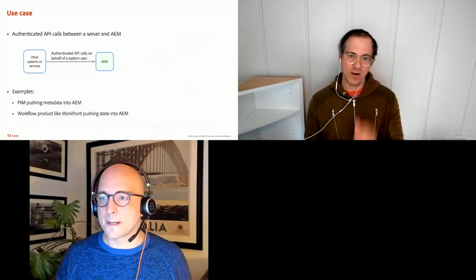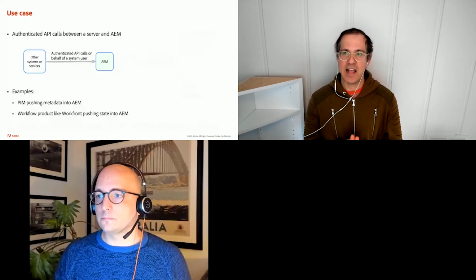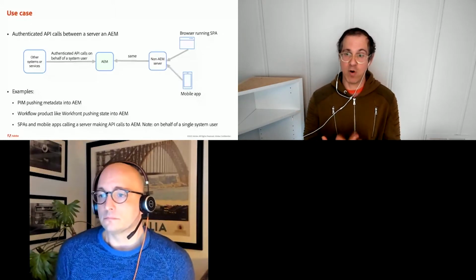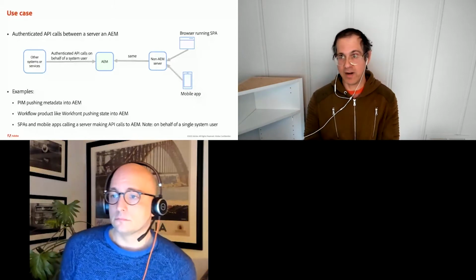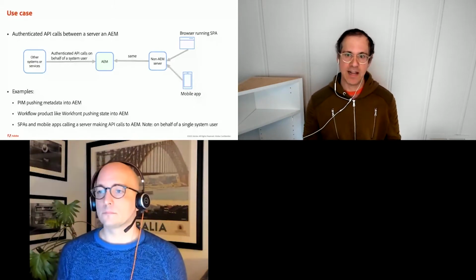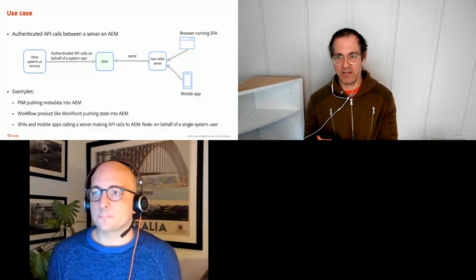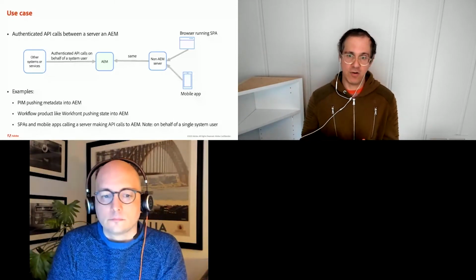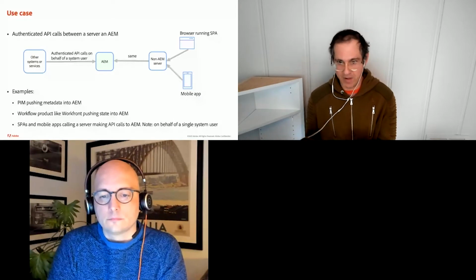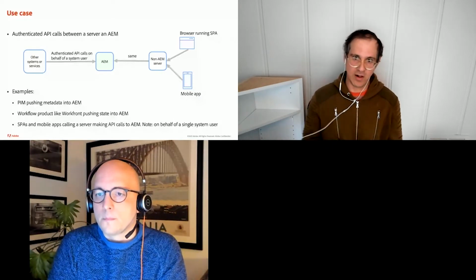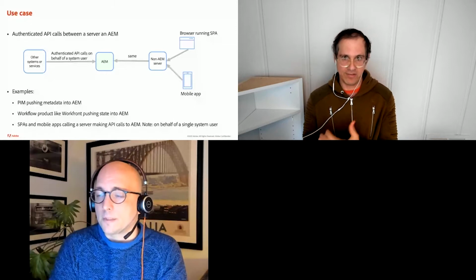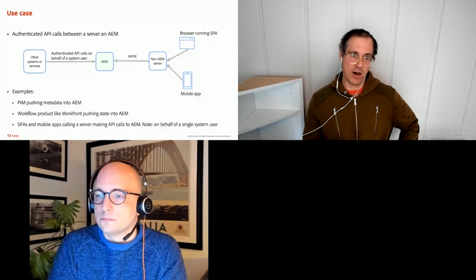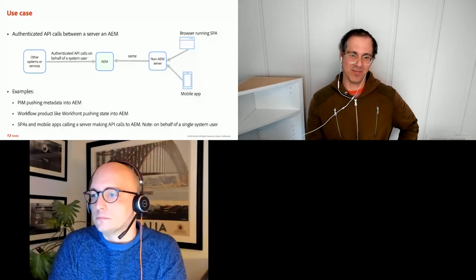We do have another flavor, and that is maybe other remote devices, such as a native mobile app, or a browser that's running a single page application, an SPA. In this case, they're going to make this authenticated API call to a server, right? Because the mobile app obviously isn't a server. So it's going to make a call to a server, and that's where that server will then make that call over to AAM, that authenticated API call on behalf of the system user.